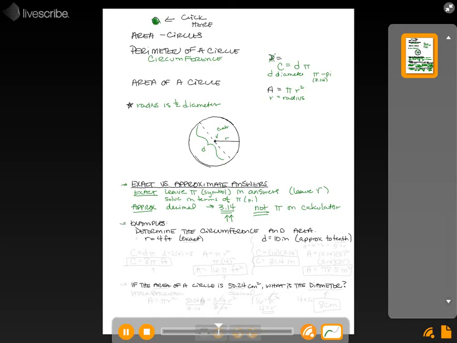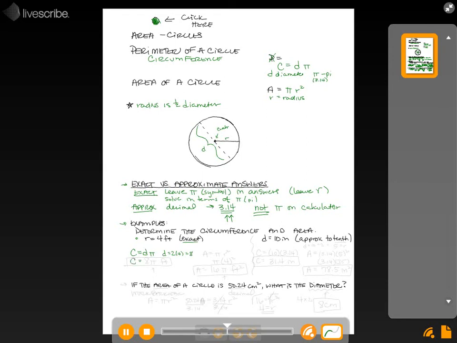Okay? Let's look at our examples here. We've got 3 examples, 2 simple ones and then a word problem. First one says r is 4 feet. We want to determine the circumference and the area, and we want the exact answers for these. That means we're going to leave pi in the problem. All right, start with circumference. Circumference equals diameter times pi. Now, we don't have the diameter, we have the radius, but the diameter, remember, is twice the radius. So I take 2 times 4, that means my diameter is 8.